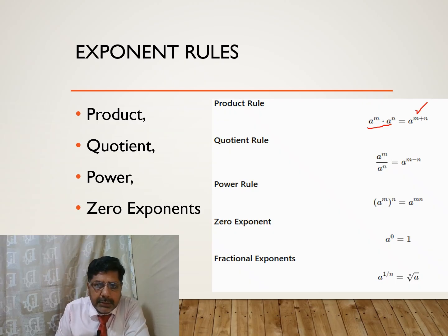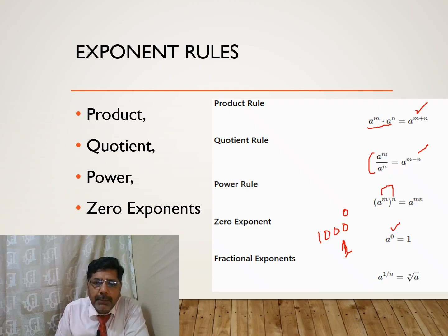Here you can subtract them. Subtract the exponents when they are being divided. And then the zero exponent: any number to the power of zero will be equal to 1. Even 1000 to the power 0 will be equal to 1. A million, billion, trillion will become 1 if the power is 0. Clear?